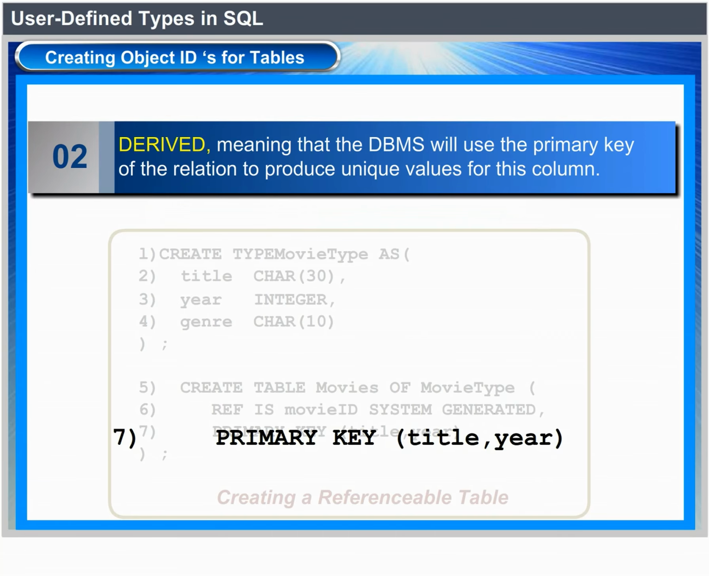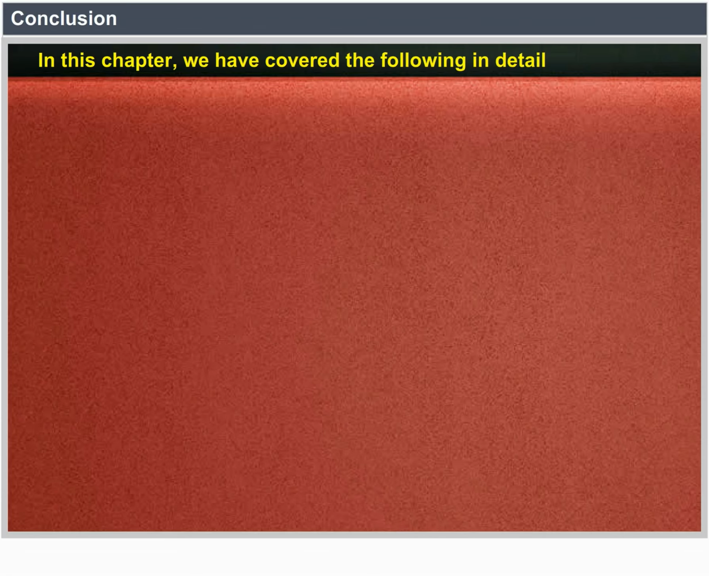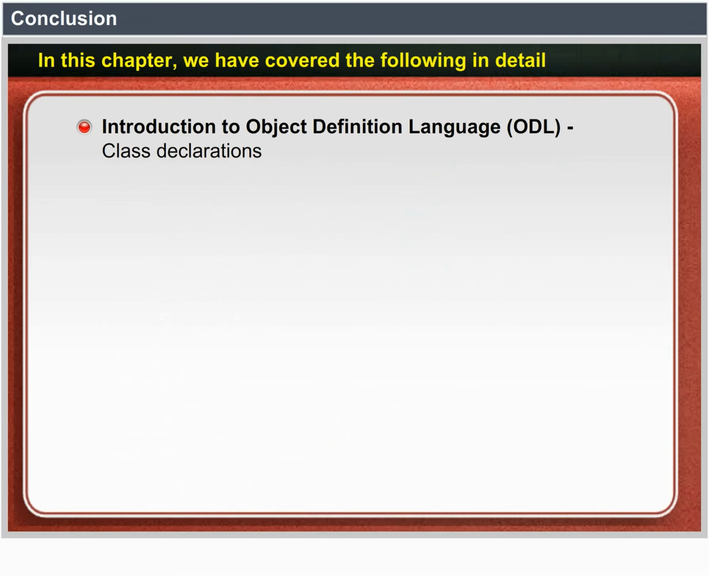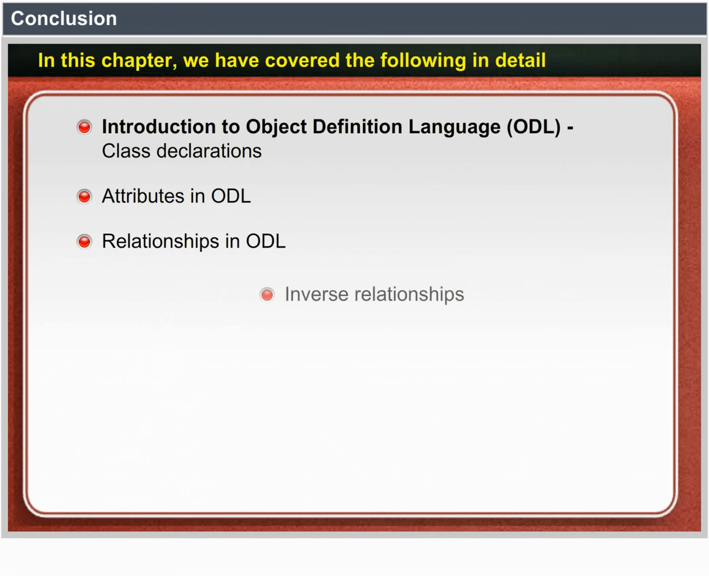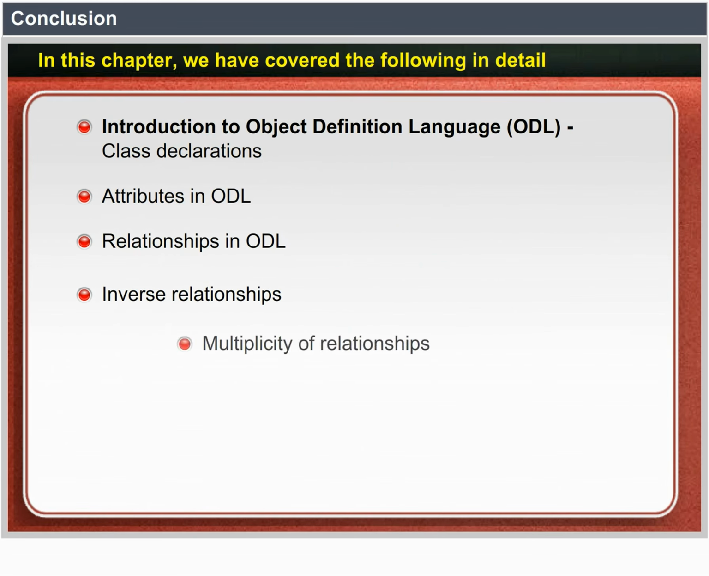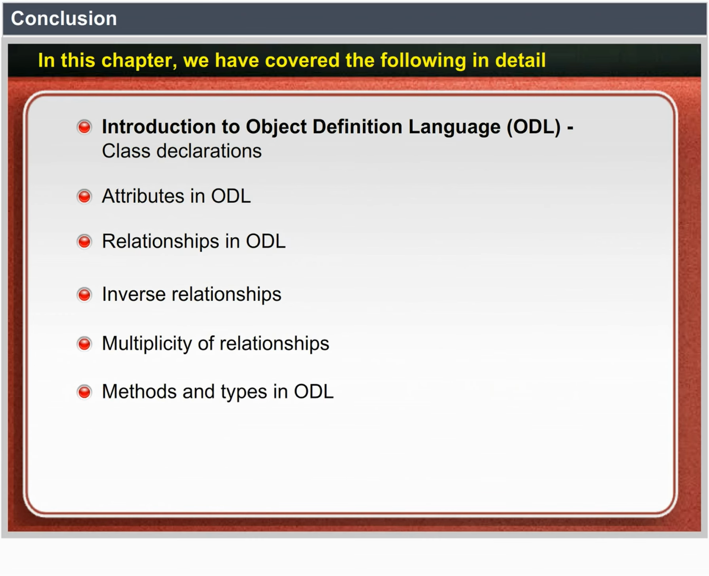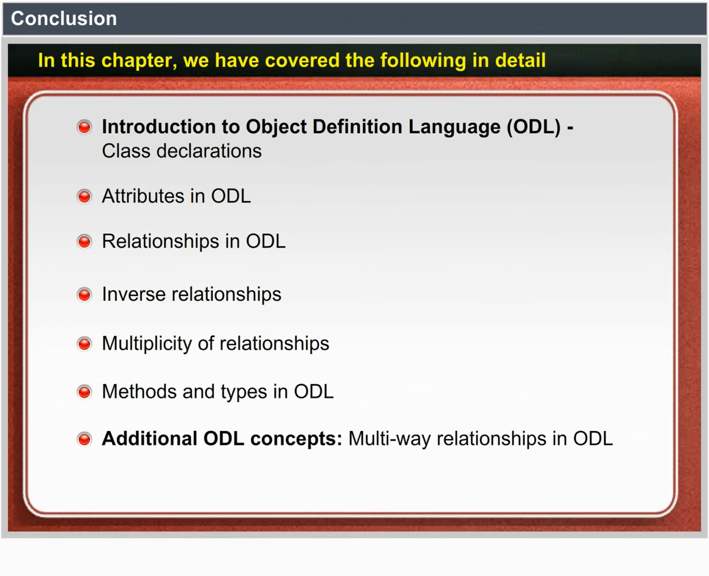Conclusion. In this chapter, we have covered the following in detail. Introduction to Object Definition Language, that is called ODL. Class declarations. Attributes in ODL. Relationships in ODL. Inverse relationships. Multiplicity of relationships. Methods and types in ODL. Additional ODL concepts. Multi-way relationships in ODL. Subclasses in ODL.